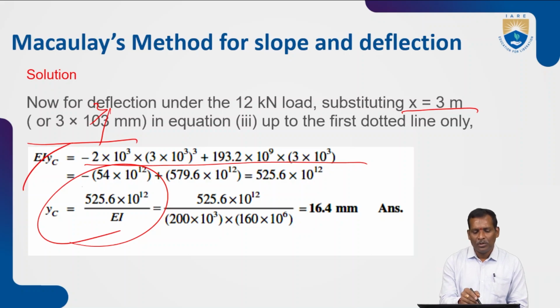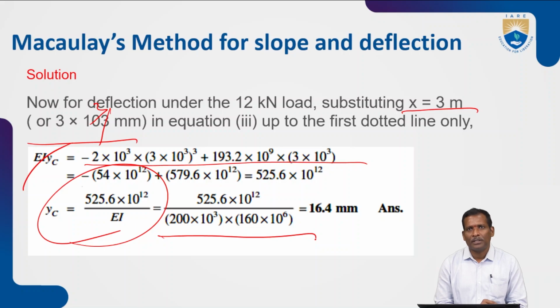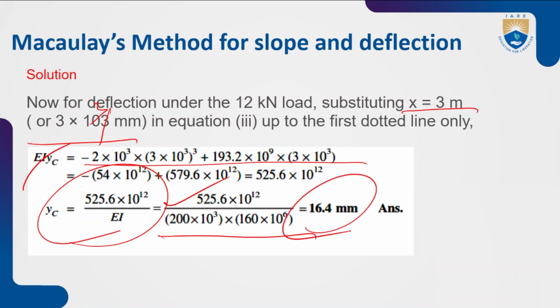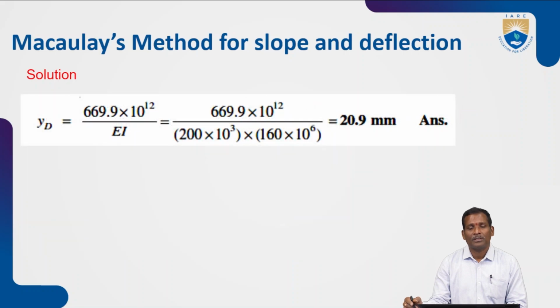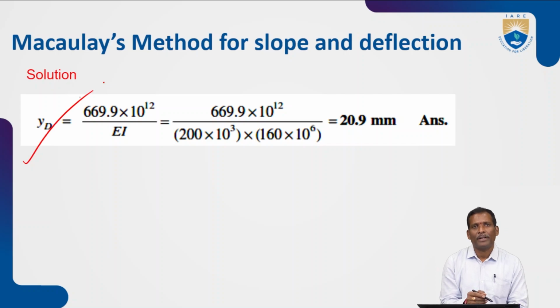Now you know the E and I values given in the problem: E is 2 into 10 cube newton per mm square, and I is 160 into 10 to the power of 6. Now calculate and simplify, and you will get 16.4 mm. So this is the deflection at point C. Similarly, calculate the deflection at point D.